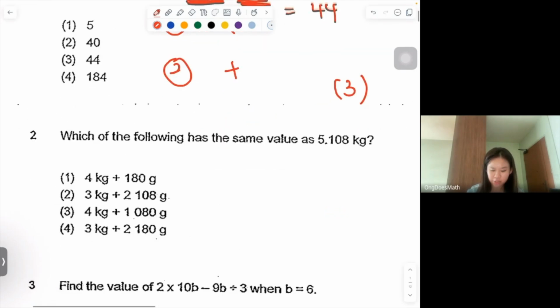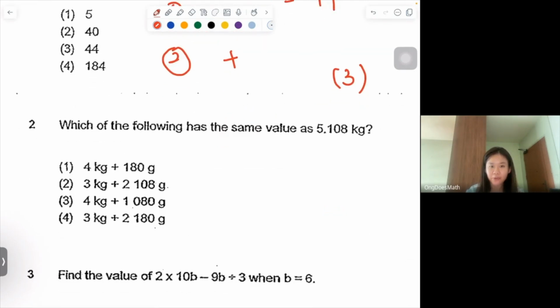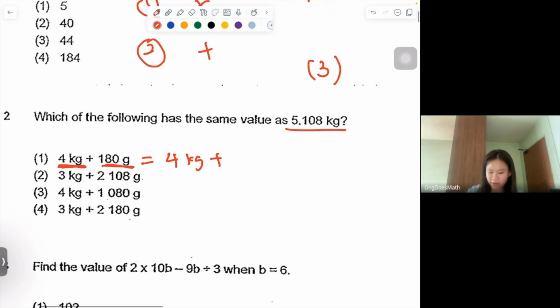Now we'll move on to question 2. Which one of the following has the same value as 5.108 kg? So for this, we'll go through each option one by one and see whether they equate to 5.108 kg. So for 4 kg plus 180 gram, how do you convert it to kg? So this is already in kg, we can keep it. We just have to convert the gram to kg. Before you convert, you have to understand that 1 kg is equivalent to 1000 gram.